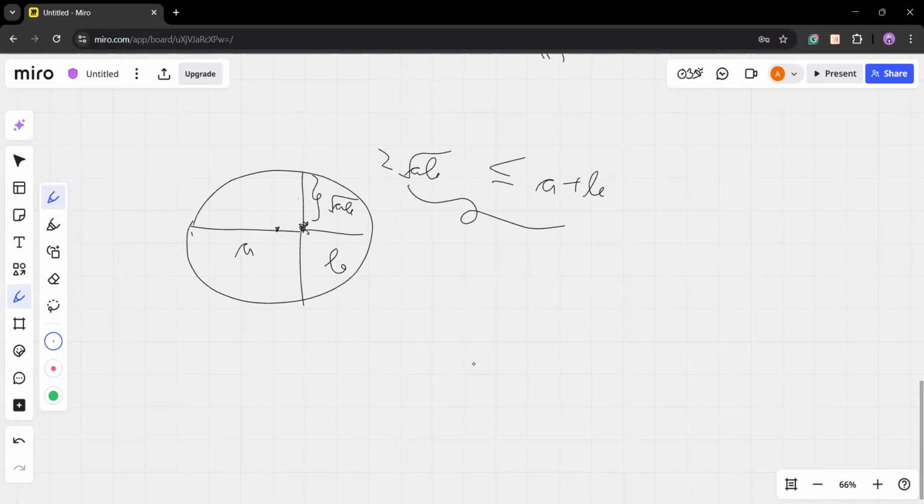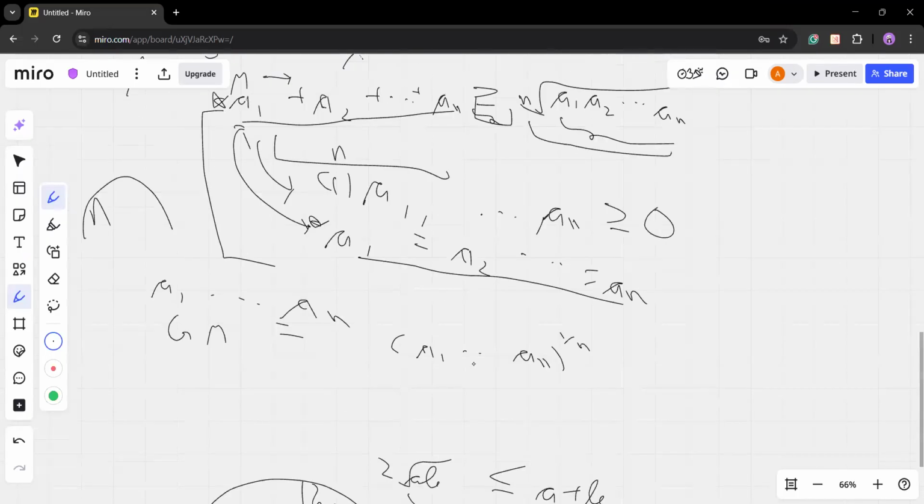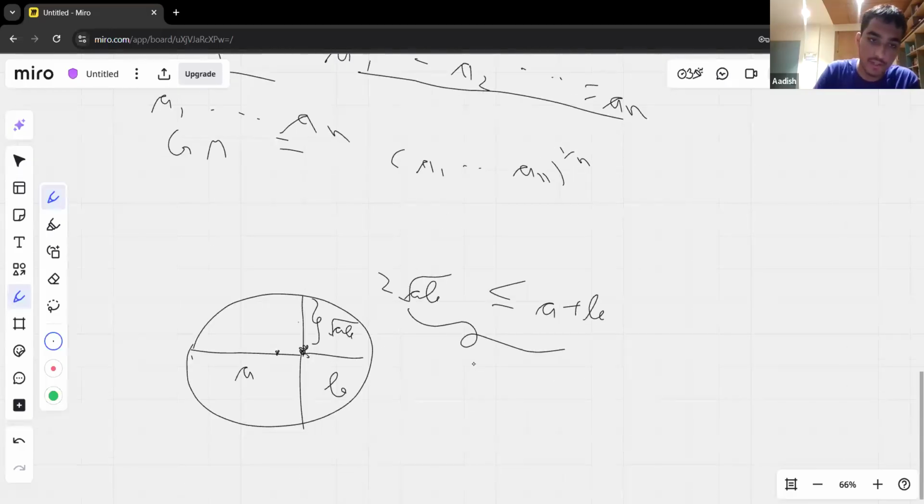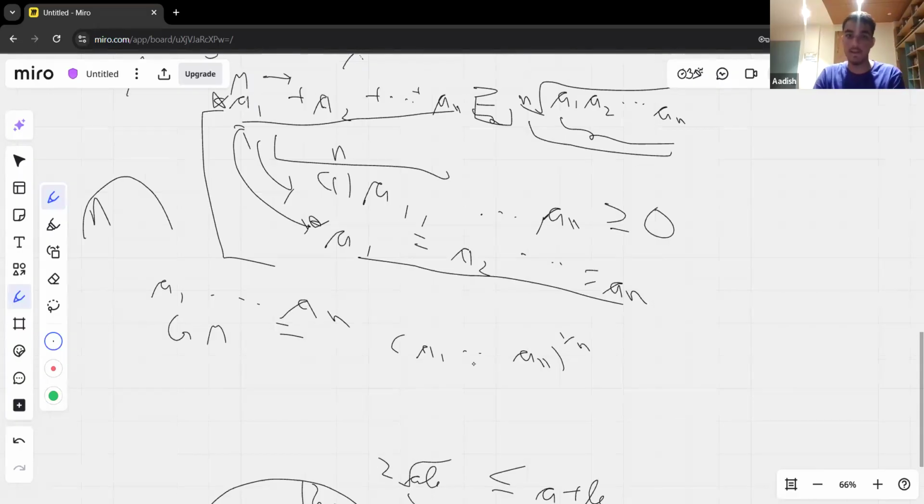Okay, bhai, did you understand? Yes, understood. Feel free to stop me if anything is unclear. Okay, so now we have the inequality. How do we prove it?